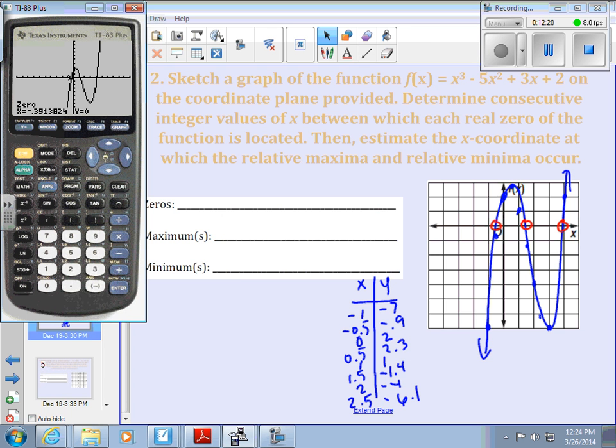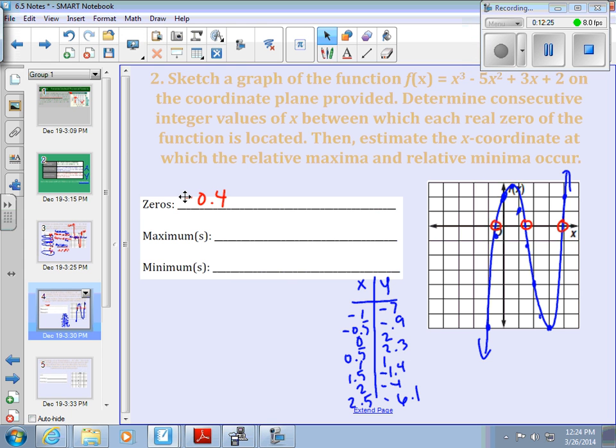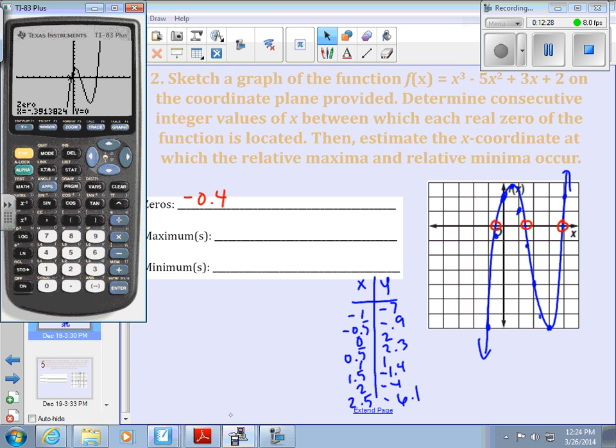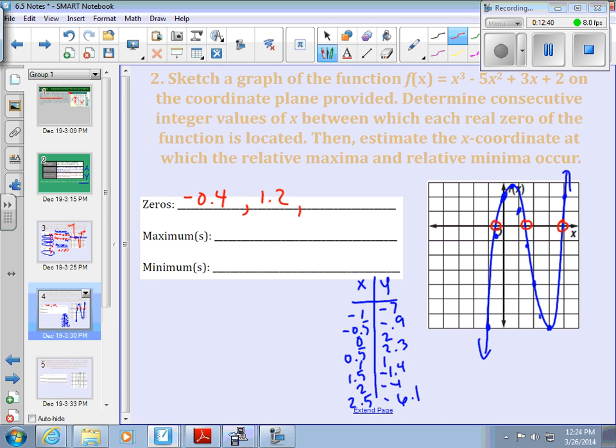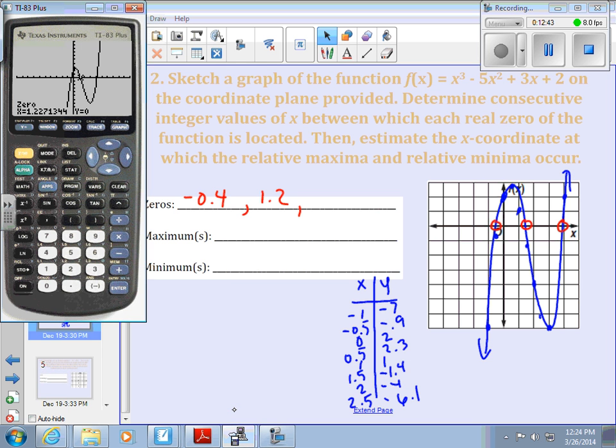So there's one at about -0.4. And you can keep going and find other ones. We should end up with 3 of them here. If we go to our calculate menu again, select a point to the left and a point to the right. There's another one about 1.2. And we got one more somewhere between 4 and 5. The other one's at about 4.2. All right, so we got those.